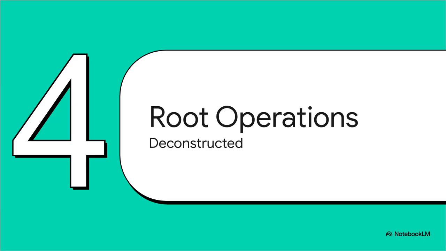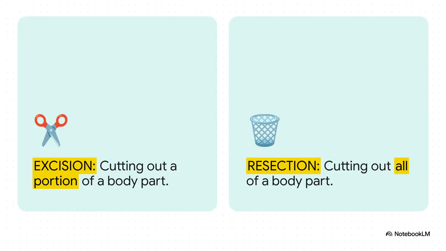Next up, Section 4, Root Operations Deconstructed. To truly nail MDC 22 cases, understanding the difference between excision and replacement is foundational. Excision means cutting out a portion of a body part without replacing it. In the burn world, this perfectly describes tangential or fascial excisional debridement, where the surgeon is just cutting away devitalized burn eschar to prep a clean wound bed.